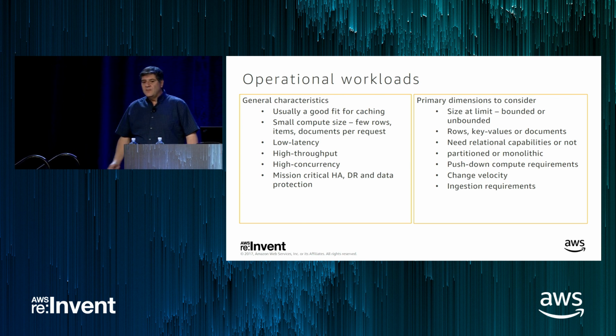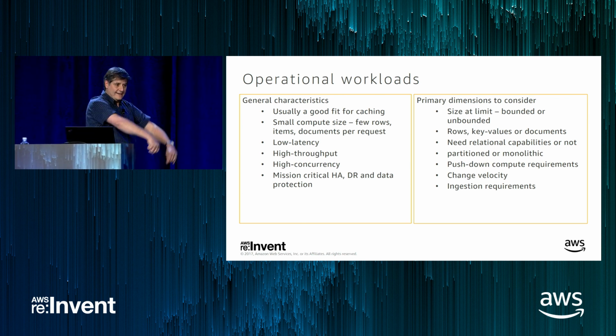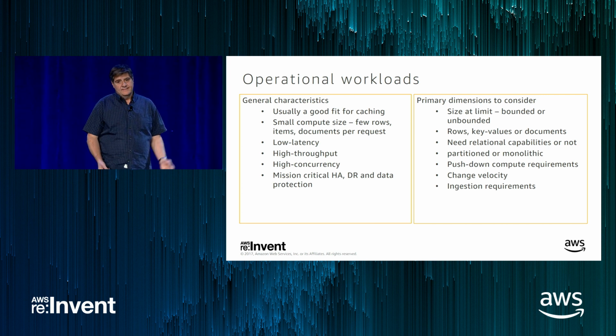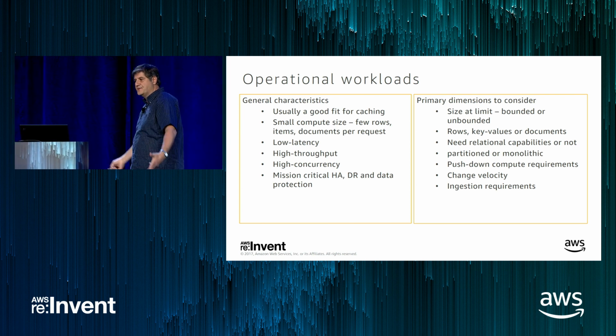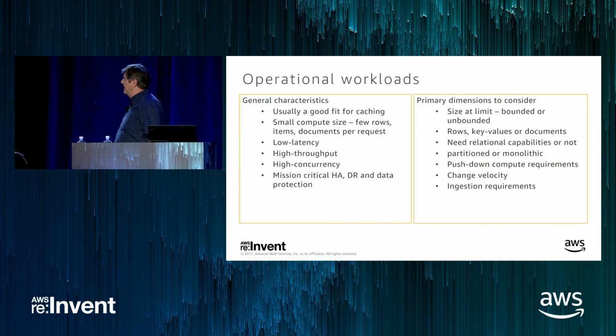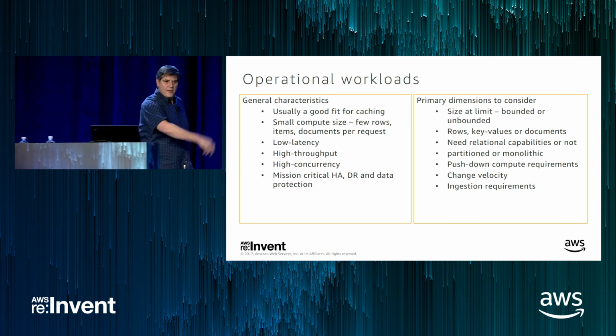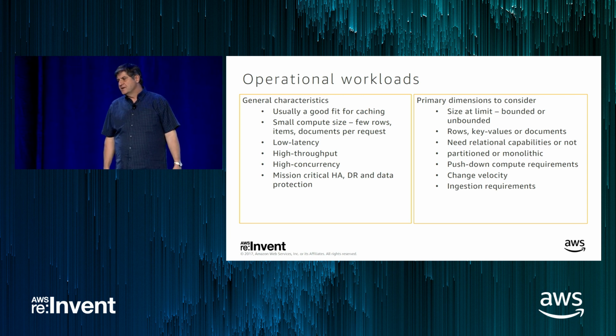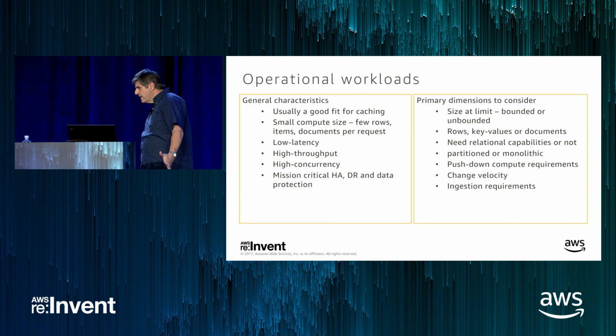High throughput, because there's a lot of people trying to do a lot of little things. High concurrency. There's 10 million cars, all emitting telemetry saying where they are, and you need to insert them. And there's a lot of them at the same time. And then almost all operational data now has this mission-critical HA, DR, data protection, don't lose the stuff, backups.